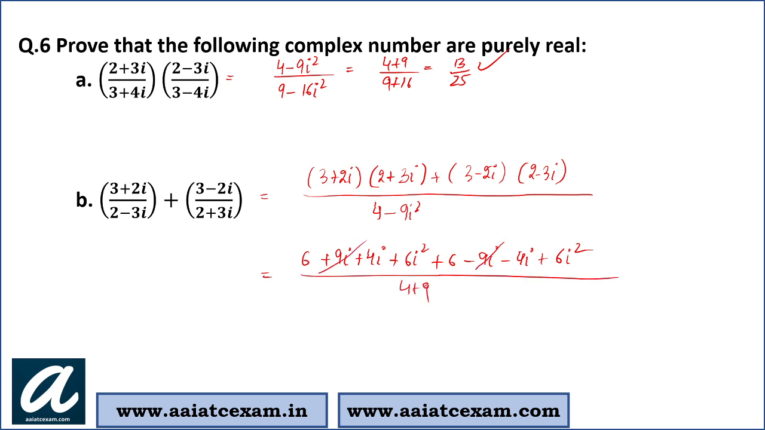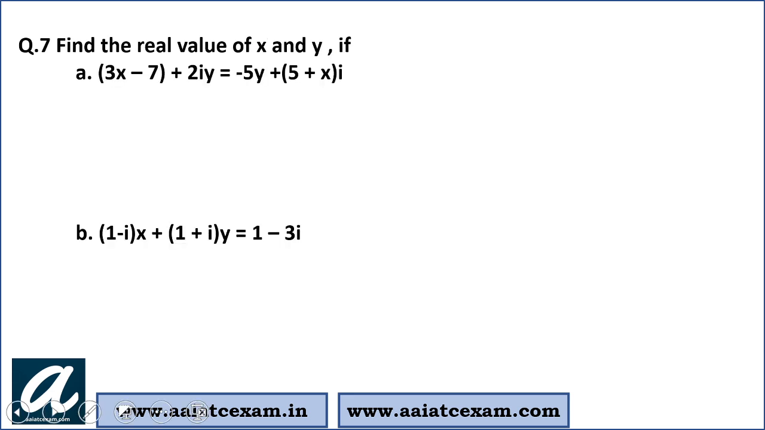9 iota cancels with 9 iota, 4 iota cancels with 4 iota. So you'll get 6 minus 6 plus 6 minus 6 by 13. Everything cancels out in the numerator. The answer is 0, which is purely real. That's why this number is also purely real.